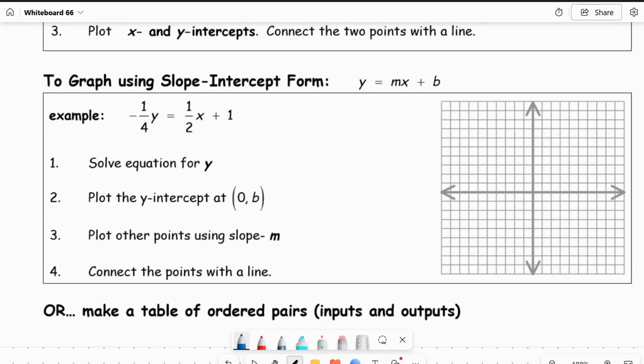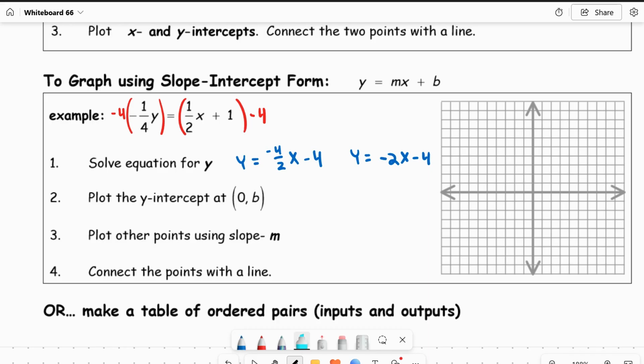Okay, the next way we'll graph is graphing using slope-intercept form. So when we're graphing in slope-intercept form, we're first going to solve the equation for y. So this equation here, solve this for y, we need to multiply by the reciprocal. Well, the reciprocal of negative 1/4 is just negative 4. By doing that, we are going to get y equals negative 4 halves x minus 4, which could simplify to be y equals negative 2x minus 4.